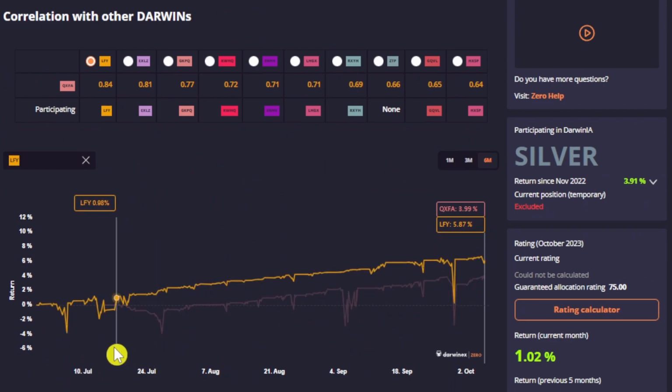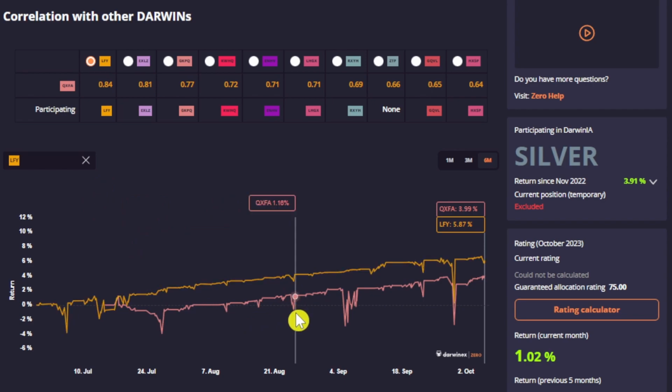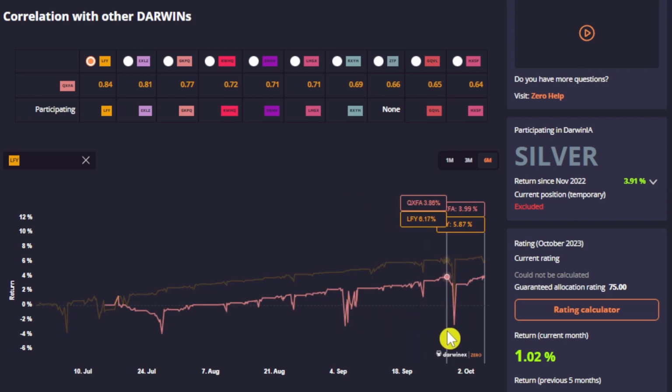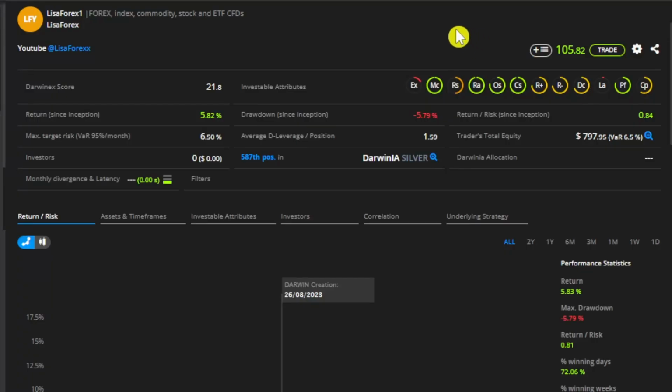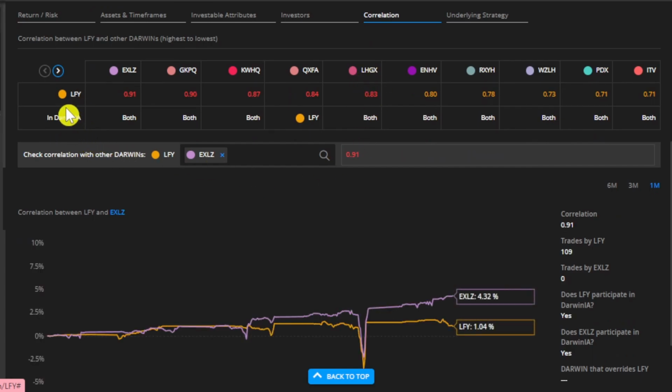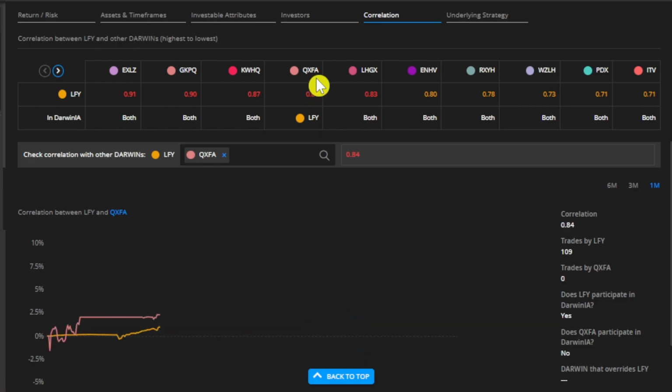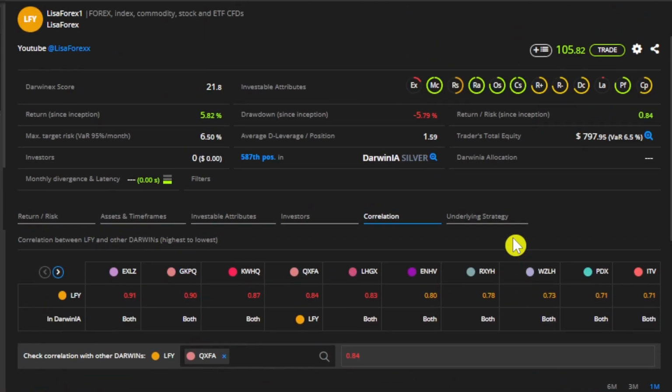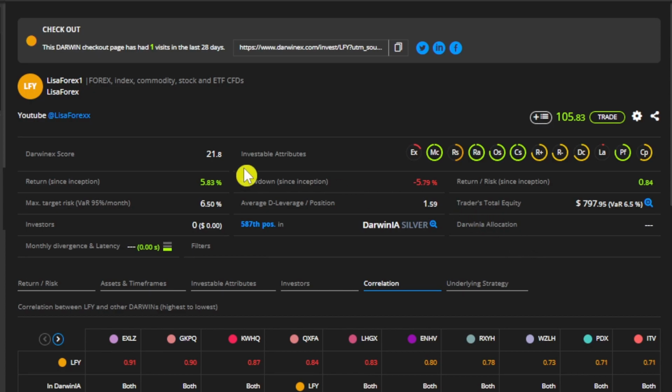And if you scroll down a little bit more, you can see the equity charts for both of them are very similar. There's a dip in here for my LFY account and a dip down here. This one's a bit different, but over here where there's a massive dip, both accounts seem to have the same dip. Switching over to Darwinex Classic, I'm logged into my account LFY, and to check out correlation I click this button right here, and scrolling down I can see that LFY is also correlated with my other account QFXA of 0.84. And notice that for this account, the username is exactly the same, Lisa Forex.